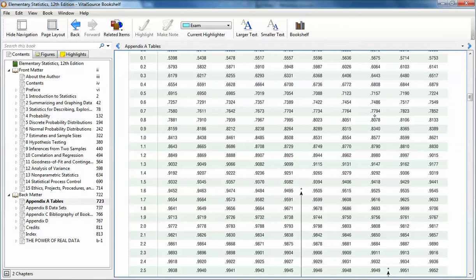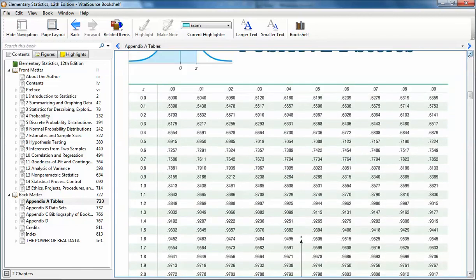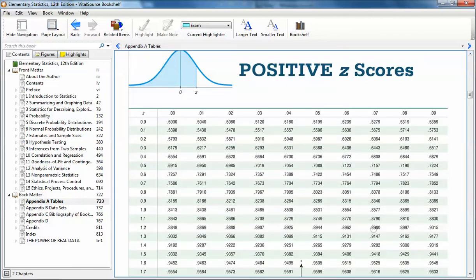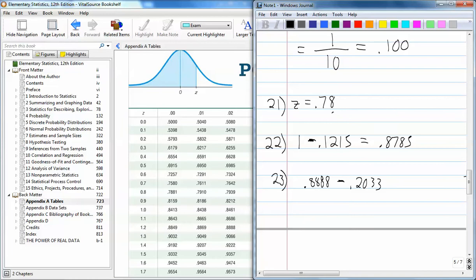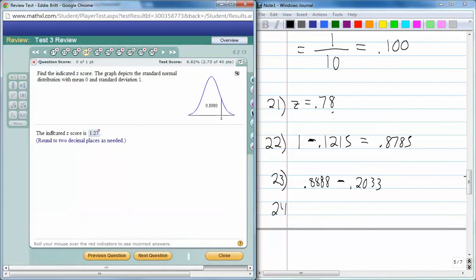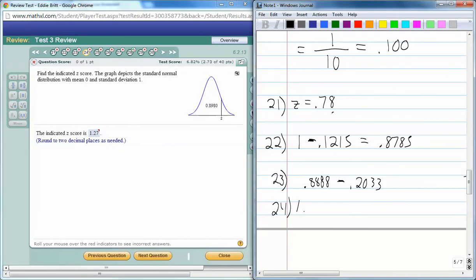And then we want to go straight up in this column. Let's see what column. Alright, here's our number, 1.27. 1.27 is our answer. That's the z-score that would correspond to this area.